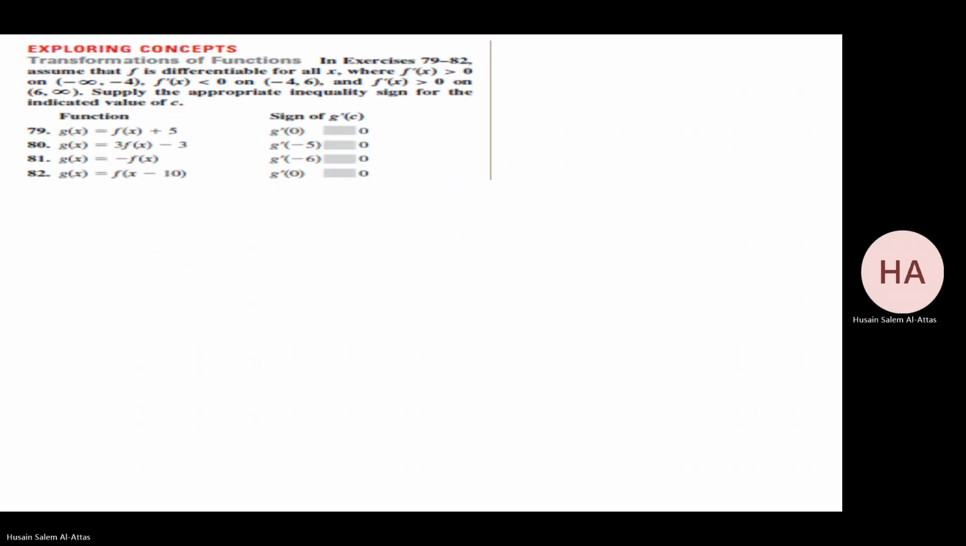Okay. Exploring concepts. So these questions, what they said. Exercise 79, assume that f is differentiable, f prime is positive in this interval and negative in this interval and positive in this interval. So let me put the intervals in front of me. I have up to -4, and from -4 to 6. I'm talking about the sign of f prime.